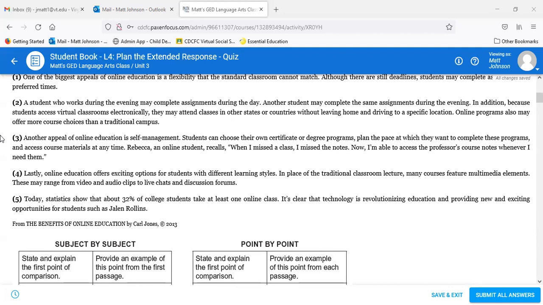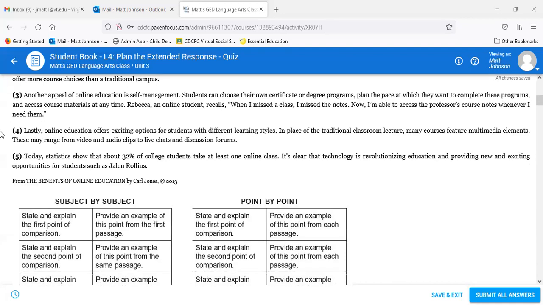Another appeal of online education is self-management. Students can choose their own certificate or degree programs, plan the pace at which they want to complete these programs, and access course materials at any time. Rebecca, an online student, recalls, "When I missed a class, I missed the notes. Now I'm able to access the professor's course notes whenever I need them." Lastly, online education offers exciting options for students with different learning styles. In place of the traditional classroom lecture, many courses feature multimedia elements. These may range from video and audio clips to live chats and discussion forums.